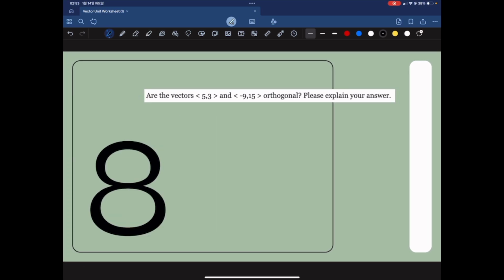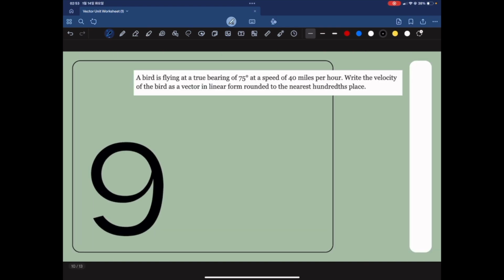To find if two vectors are orthogonal, we have to find their dot product, and if their dot product equals 0, then they are orthogonal. How we do this is just like the problem we did before. 5 times -9 plus 3 times 15, which is -45 plus 45 equals 0. Oh my god, the dot product equals 0. Therefore, orthogonal.